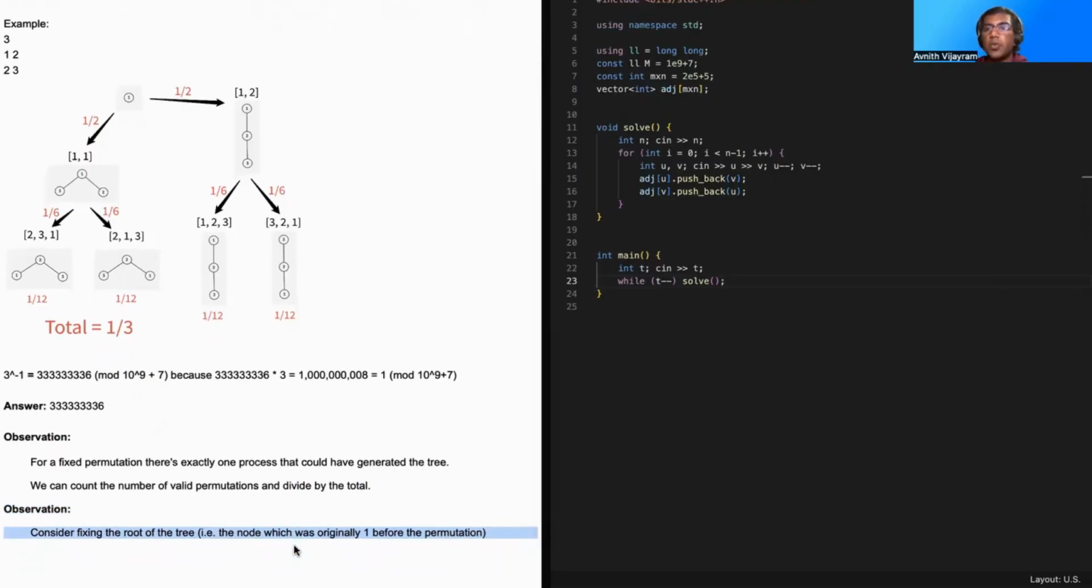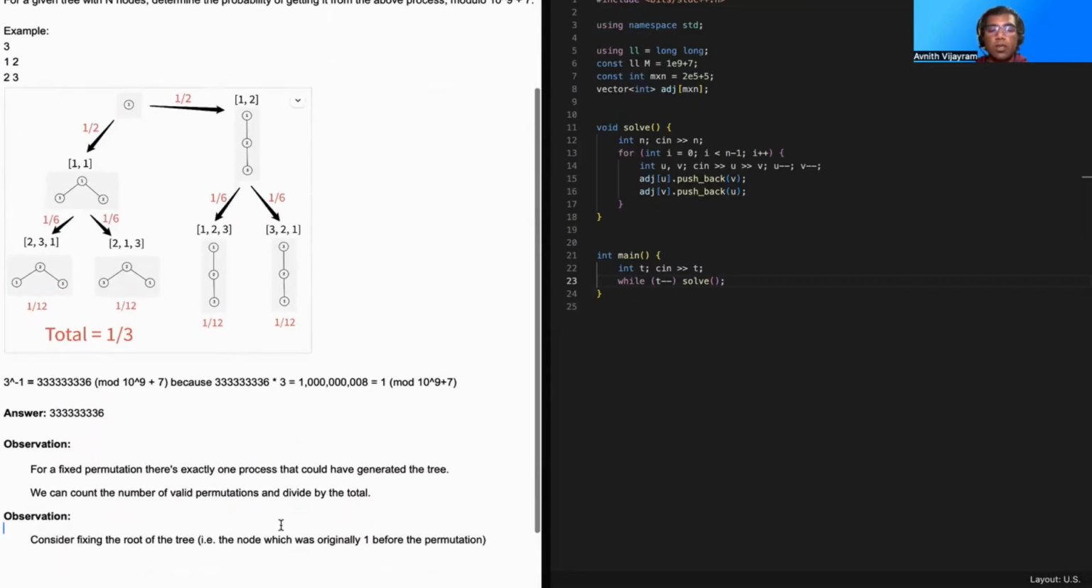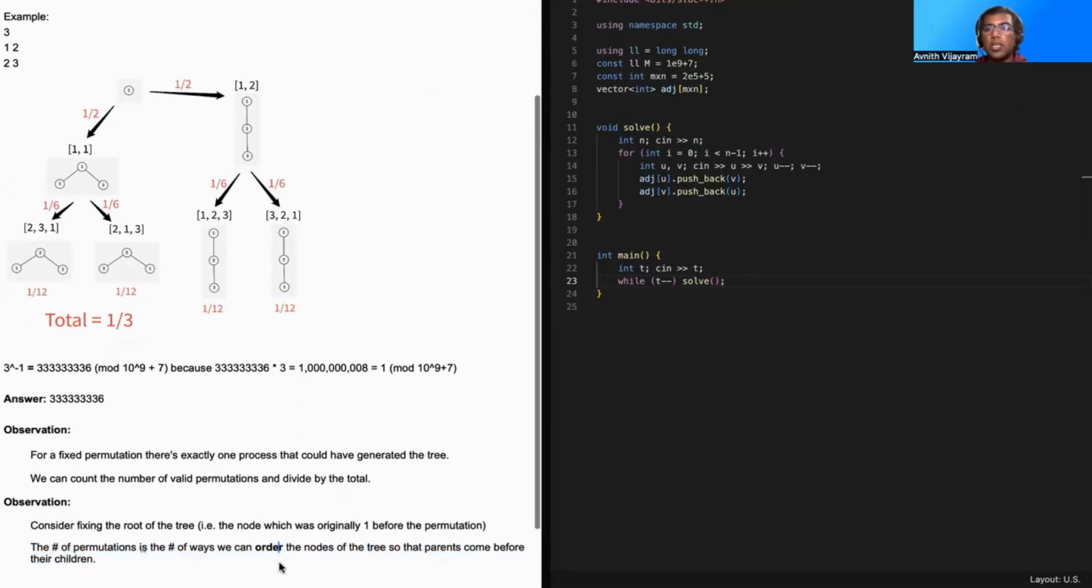And then the next observation we can make is we can iterate over the root of the tree. So essentially, we're fixing which node in the tree was originally 1 before we apply the permutation. And this allows us to write a condition for what tree could have been generated by the first step of this process. And that condition is essentially we have to be able to order the nodes of the tree such that all parents come before their children.